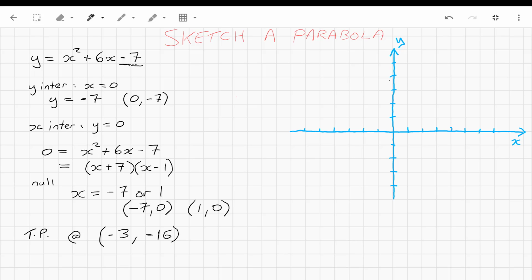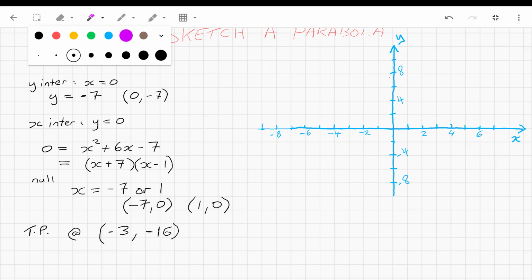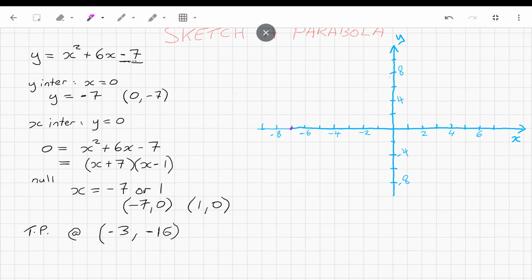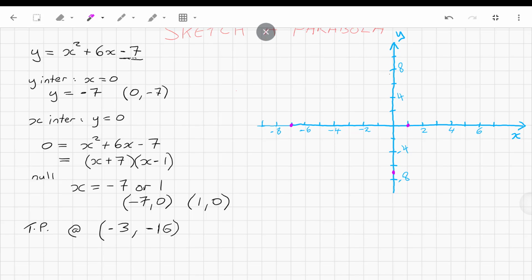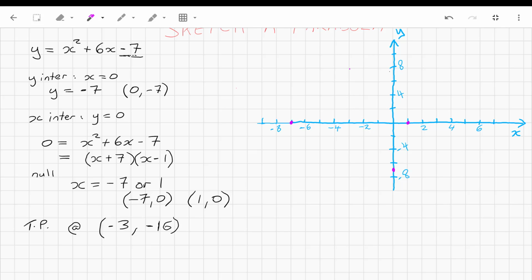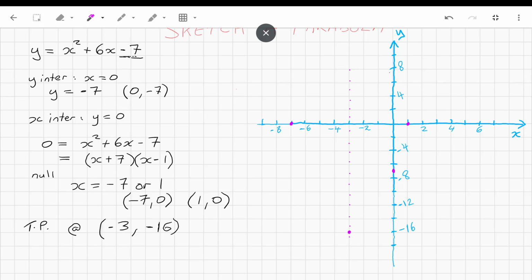So now I come over here on my graph. So intercepts -7, 0. So I've got 1, 0 here. 0, -7, my y-intercept there. Now the axes of symmetry that I mentioned before, -3. So it's essentially this line here. It's my axes of symmetry. Now I'm in a position to draw the graph.